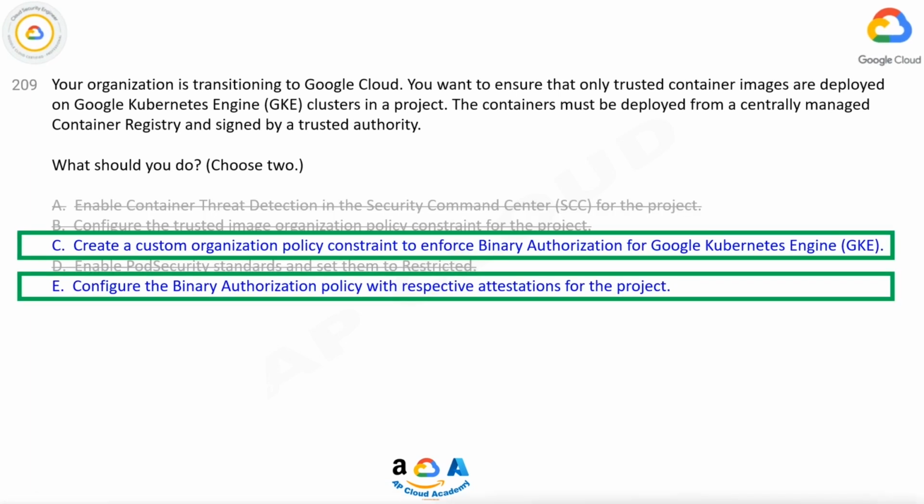The correct answer is C and E. C. Create a custom organization policy constraint to enforce Binary Authorization for Google Kubernetes Engine, GKE. E. Configure the Binary Authorization policy with respective attestations for the project.